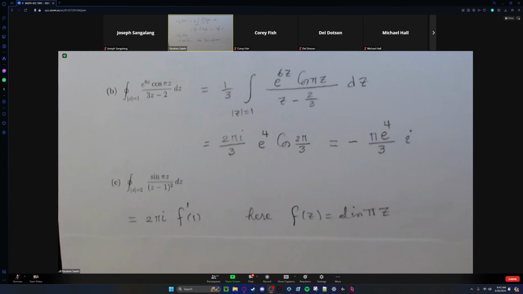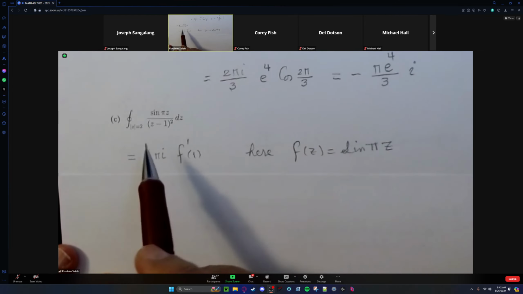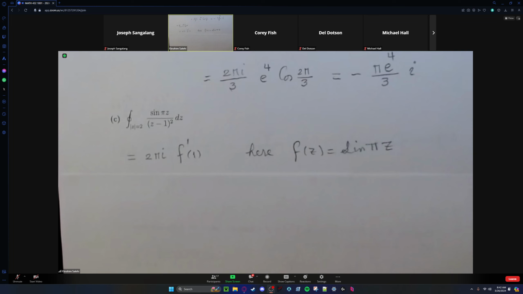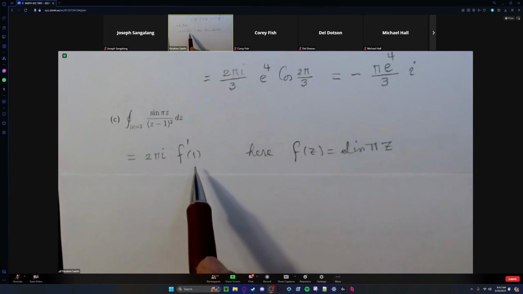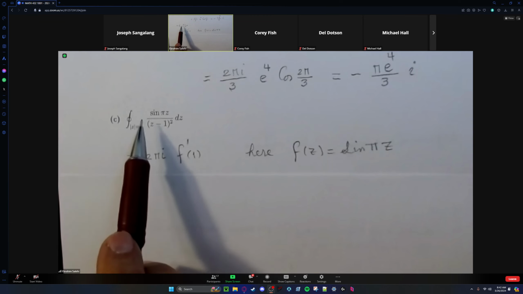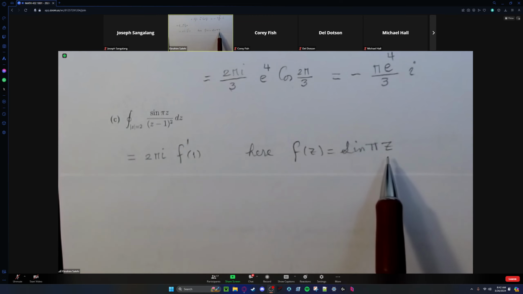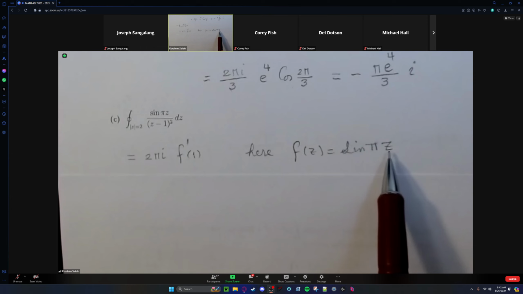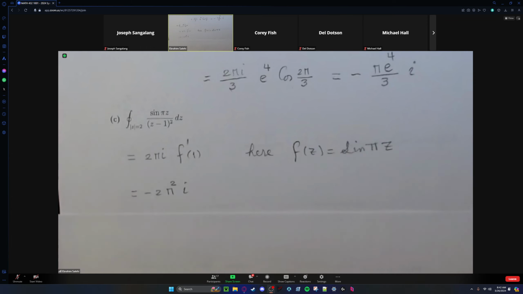Part C. The singularity is 1. Z equals 1. And we have a square in the denominator, so we better use Cauchy's integral formula for derivative. So it will be 2 pi i f prime at that singularity, and f is sine of pi z. Okay? F prime will be pi cosine of pi z. And here we go.